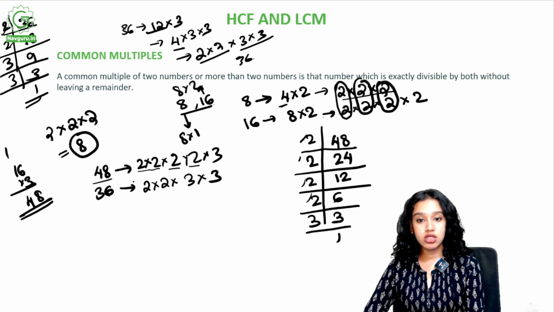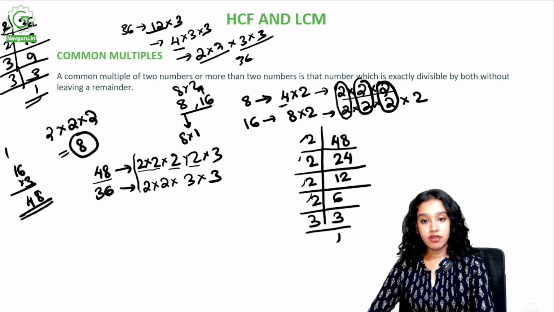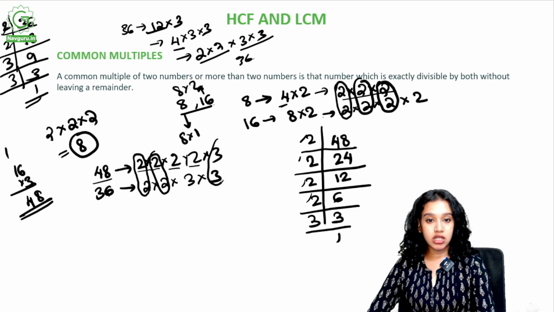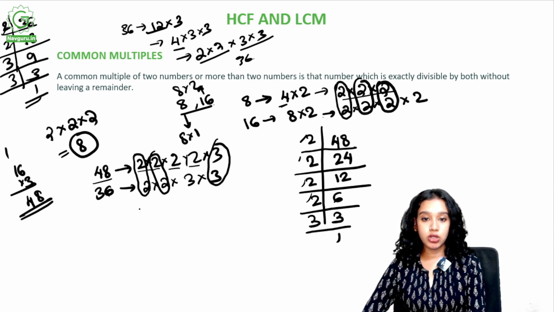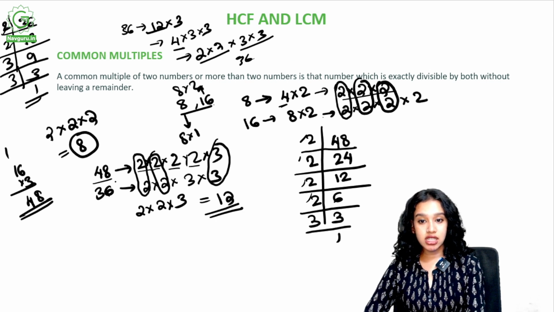So let's choose the common things here. We have 1, 2 common, right? The second 2 is also common. Now we have 1, 3 common here, right? So we have 2 into 2, 4, and 4 into 3. We get 2 into 2 into 3. So 4 into 3 is 12. So the common multiple here in 36 and 48 is 12.